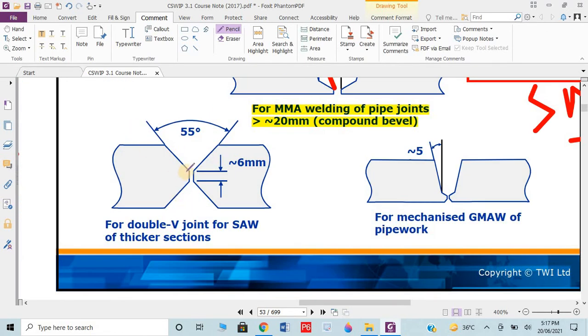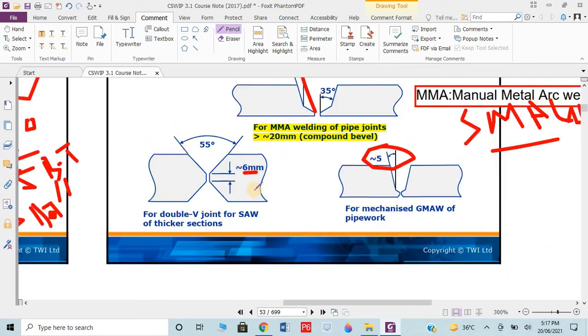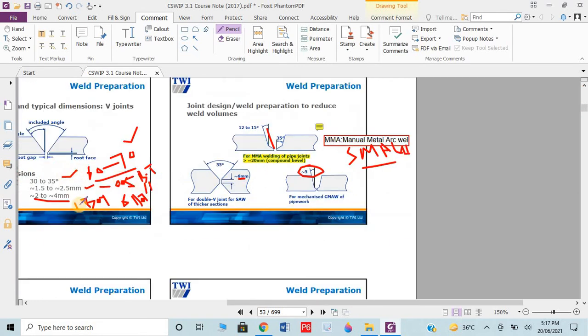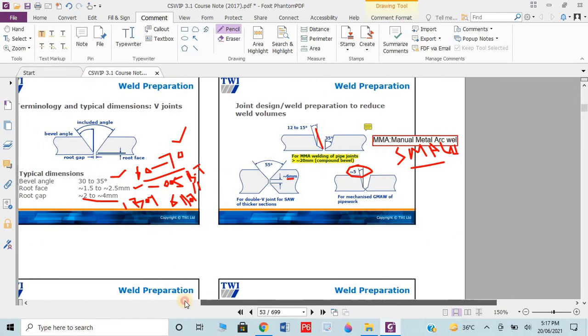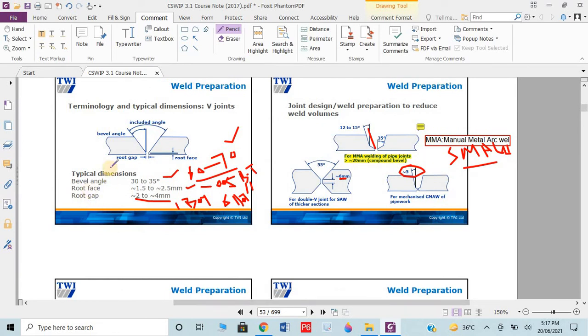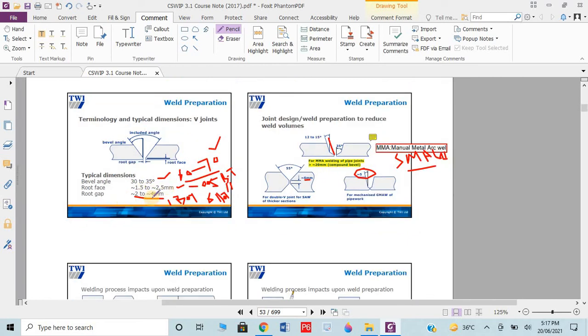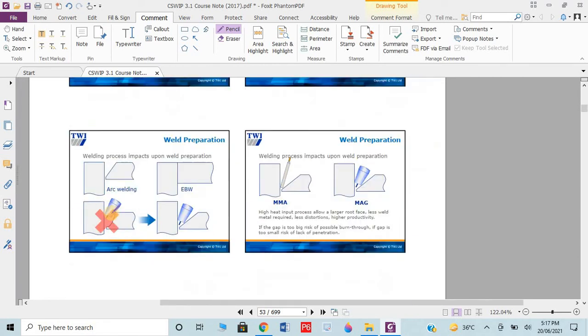You can see here, if we have double V, right, 55 degree angle, then this gap is 6 millimeter. For mechanical GMAW welding, this is 5 degree. This is not from the examination point of view, but you have to remember. But remember the angle of bevels, I will describe later like this. The angle of bevel V shape should be 30 to 35 degree, and the root gap should be this. Root face should be this.